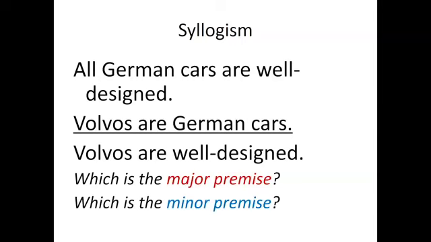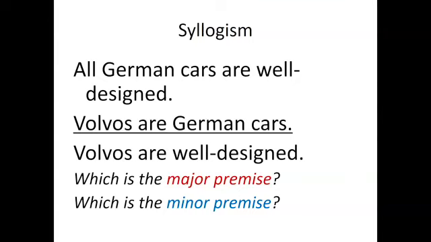Remember, the major premise is the premise that contains the term that is the predicate of the conclusion. And the minor premise is the premise that contains the term which is the subject of the conclusion. So we're just going to look at the conclusion there. Volvos are well designed, and we'll have to ask which one is the subject term and which one is the predicate term. Volvos, of course, is the subject and well designed is the predicate. So when we ask ourselves what the major premise is, we just ask which one of those premises contains the term which is the predicate of the conclusion. Which one of those premises contains the term well designed?